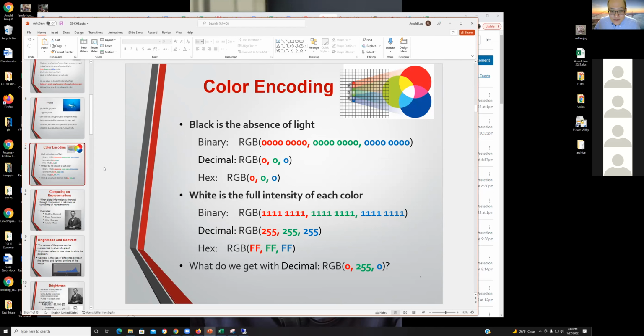Yeah, so remember what I said, black is the absence of light, right? So you can see this, it's 0, 0, 0 all the way across, okay? And you notice what they've put here: they've put it in binary, and then they put it in decimal, and they put it in hex, right?